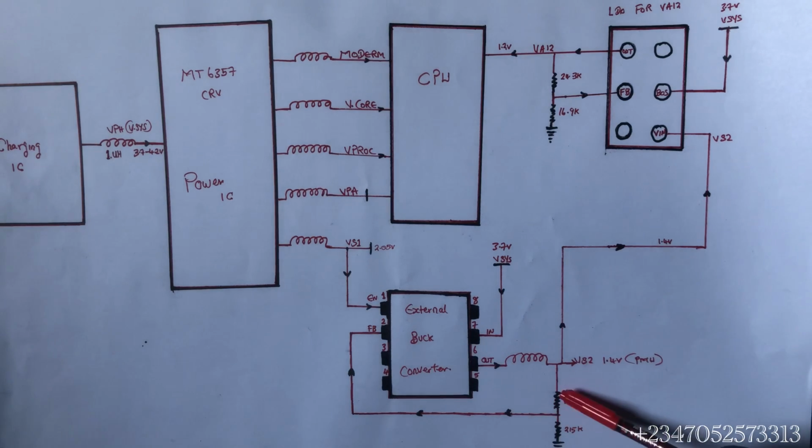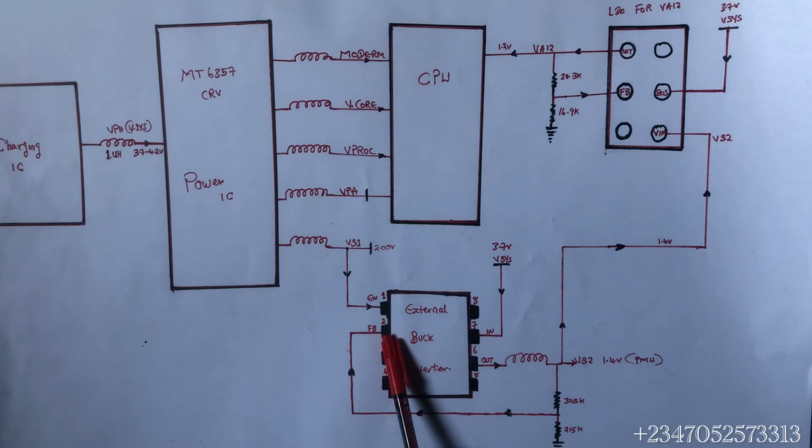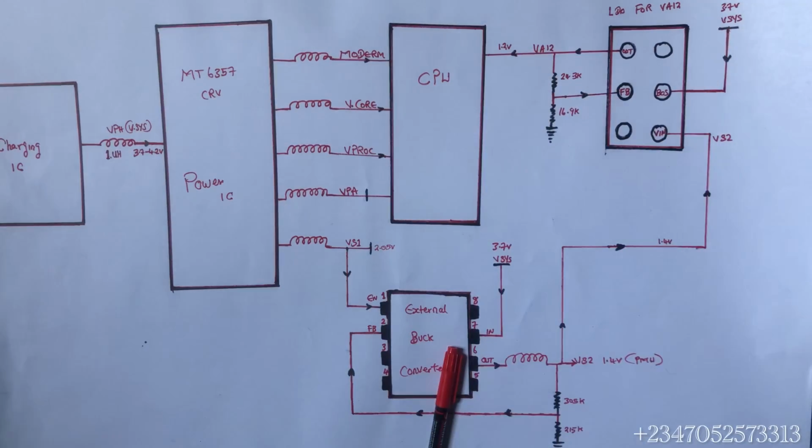So now this line will take this 1.4 volts and step it down, let's say to 0.6 volts. This 0.6 volts will come back to this external buck converter at our feedback pin, and it will tell the external buck converter, okay, go on, everything is okay. It acts as a security.